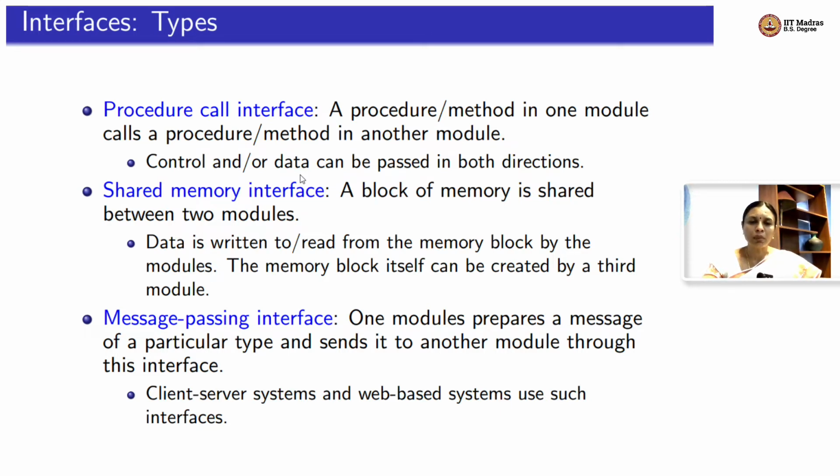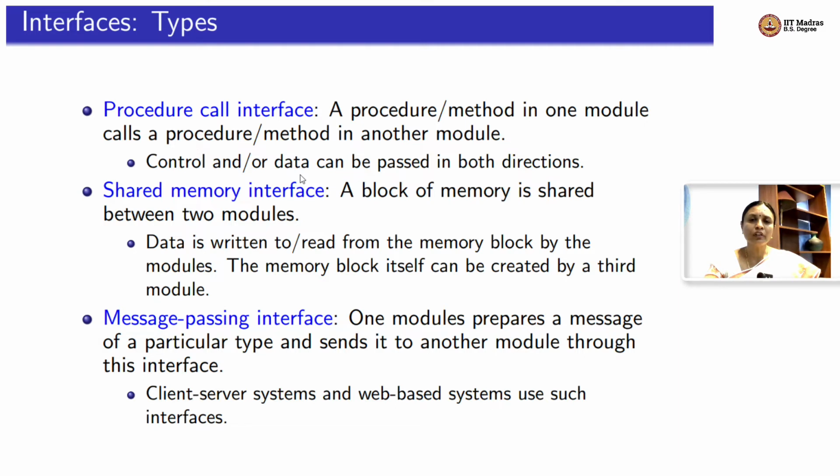The next is shared memory interface, where let's say there is a global block of memory. It could be 2 common global variables, 3 common global variables, a common database, a common file that is global or persistent in nature. And these 2 modules, 2 methods or 2 threads, share that. They can read from that common variable, and they can update back or write back values to the common variable. The memory block itself could be owned by a third module.